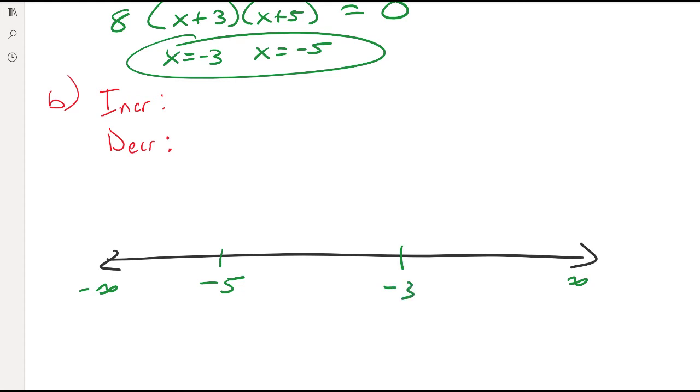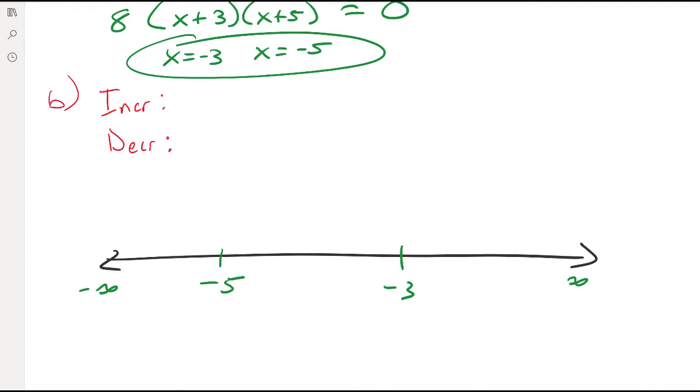Remember, increasing and decreasing talk about intervals. So this left region represents all x values between -infinity and -5. Over here, we're in between -5 and -3. And right here, we're talking about all x values greater than -3. So how do you actually use the first derivative test? You're going to grab a representative from each of the regions. Not the critical points, but a representative from each of the regions.